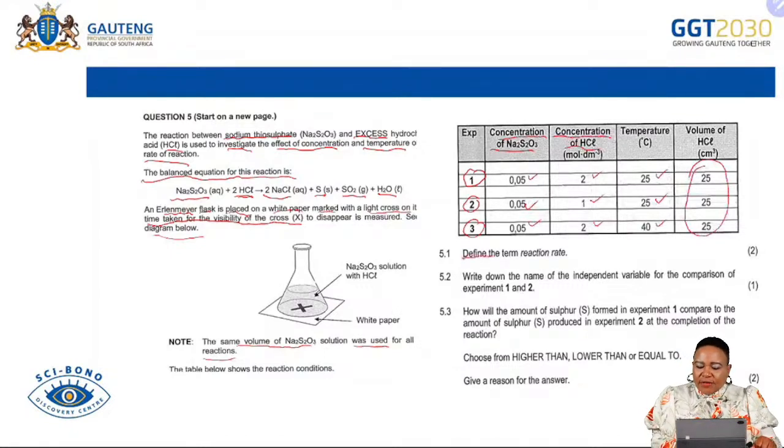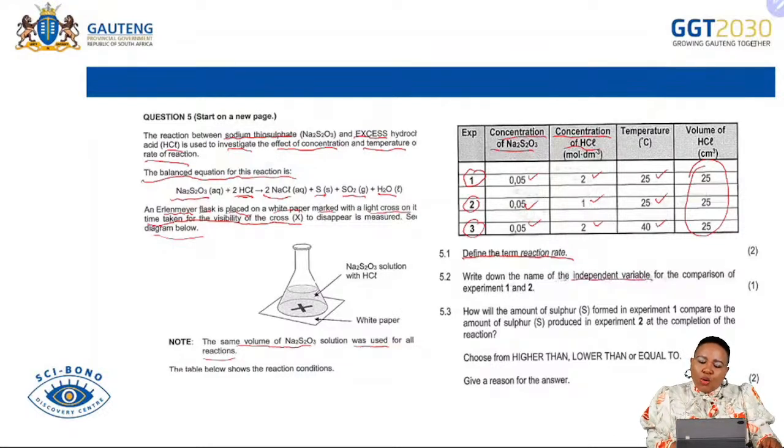The first question says define the term reaction rate. As you can see, this term is coming for the second time, meaning that it is very important to remember all the definitions that are part of each and every topic. Write down the name of the independent variable for comparison of experiments 1 and 2. So when you look at experiments 1 and 2, we are going to look at what is being changed between the 2 experiments, because an independent variable is the variable that you change in order to measure a certain variable.